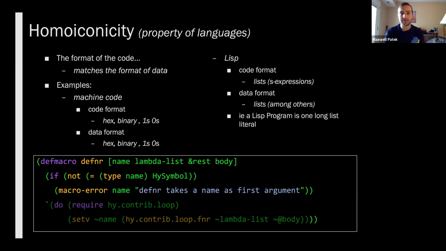And then the other big example is Lisp. In Lisp, all programs are lists, but then also you have list literals in the program too. So down here we have an example of Lisp. This is actually from a language called Hy, H-Y. It's a Lisp dialect that compiles down to Python abstract syntax tree.